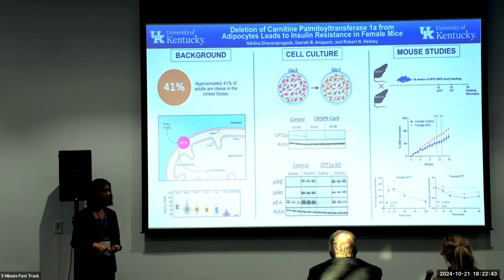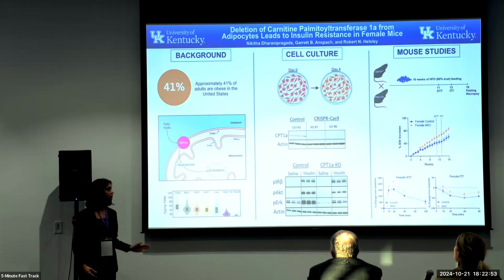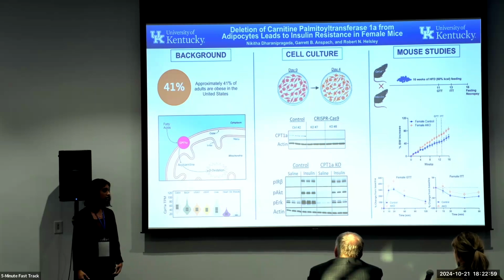For my cell culture model, I used 3T3-L1 fibroblast cells, and I transformed them into fat cells using a special media. At day 0, we expect no fat within our cells, but by day 4, we see an abundance of fat droplets within these cells. Following this, we deleted CPT1A in our cells using CRISPR-Cas9, which is a gene editing tool.